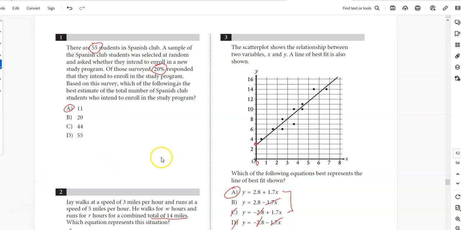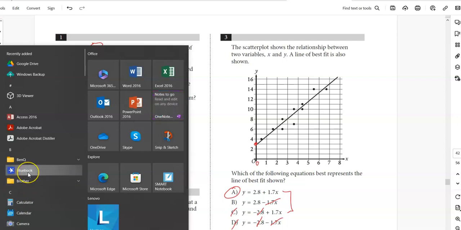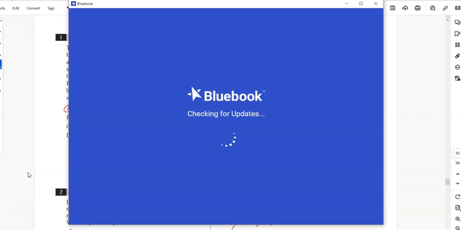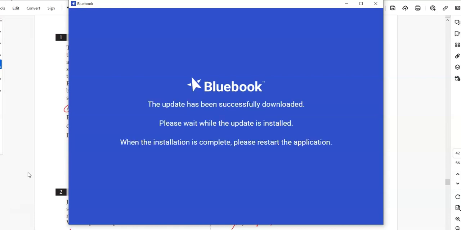One last thing is if you have the Blue Book app. So like I have the Blue Book app here. I'm going to pull it up and see what happens. I don't think I've updated mine, by the way. So what I'm asking you to do is make sure your app is updated. They did a little update, I think, on the 21st. So if you haven't pulled it up before after that time, it's going to have to check for updates. It's going to be downloading the updates. You want to do that before test day. You don't want to have to do the update during test day.